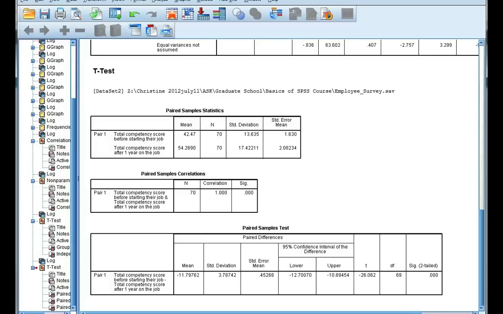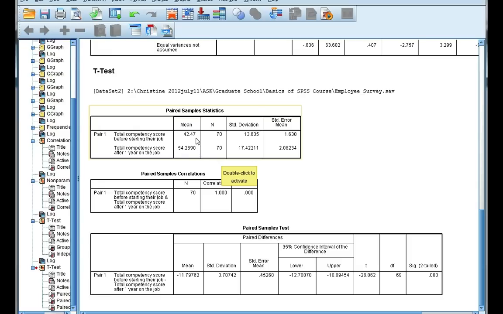In this video, we're going to look at how to interpret the results of a paired samples t-test in SPSS. Now I have these three output tables, and I've done a paired samples t-test with two repeated measures variables. The first variable is total competency score of employees before they start their job, and then the same competency test 1 year after they've been on the job. And I want to see if the mean score of the two are significantly different.